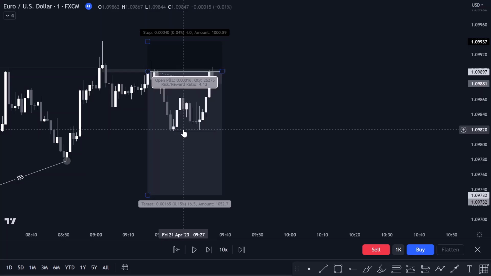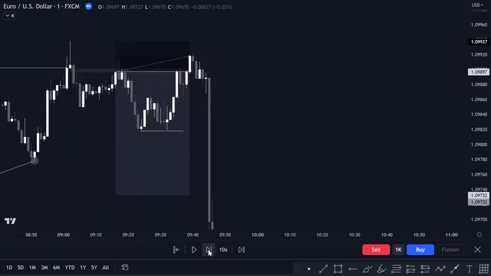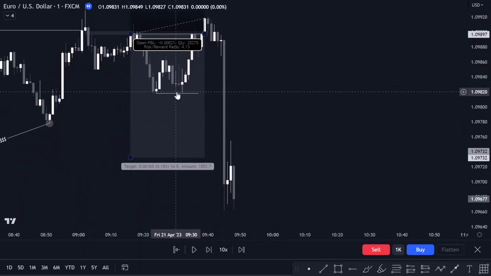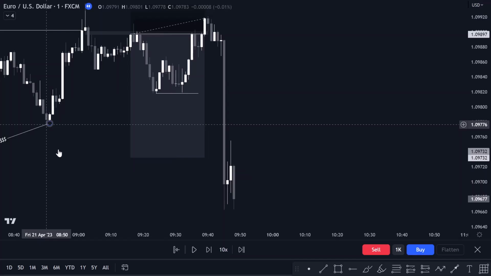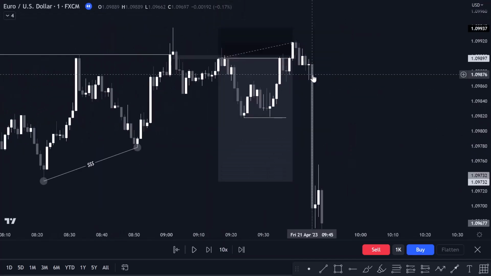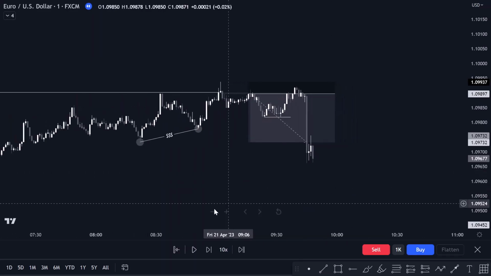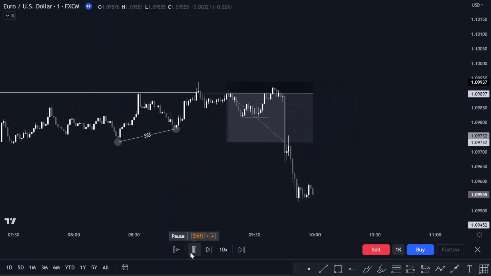See those equal lows here? This is an important reason to hold the trade. What happened next is price goes down, takes this liquidity, this liquidity, and this liquidity, all of them at once in 1 minute. This is a 1 minute candle. It takes all of those at once. And then what happened after? Price keeps going down.